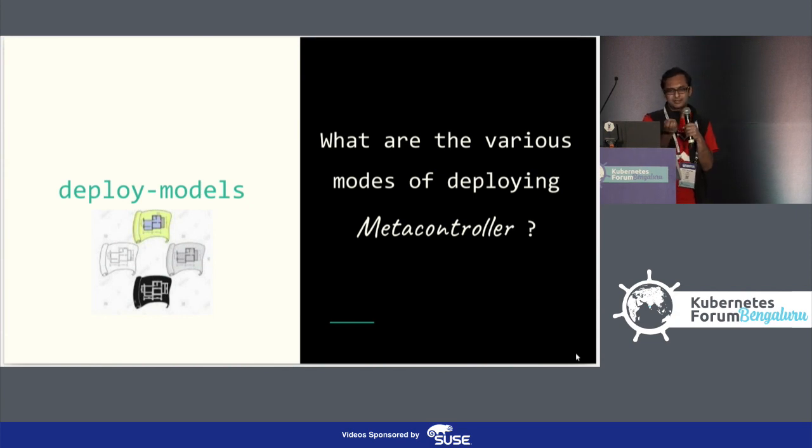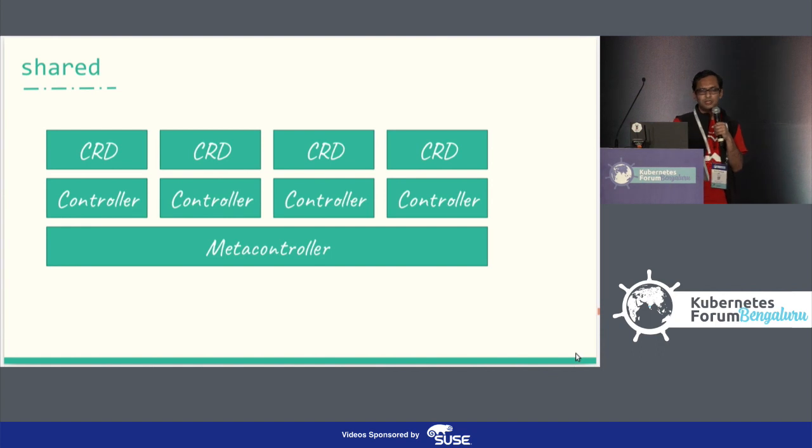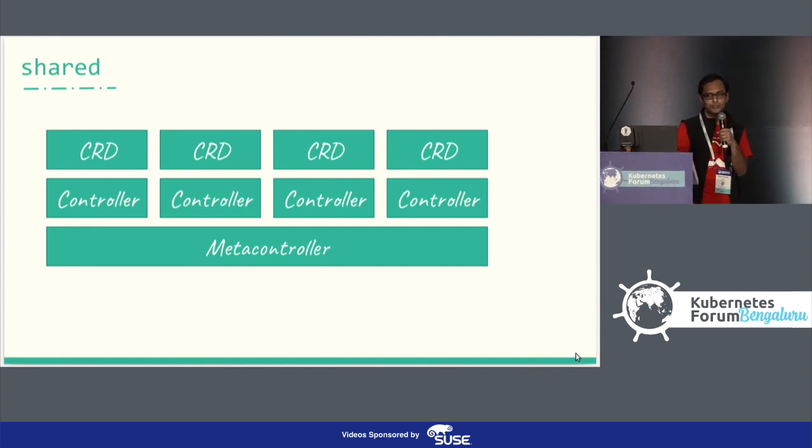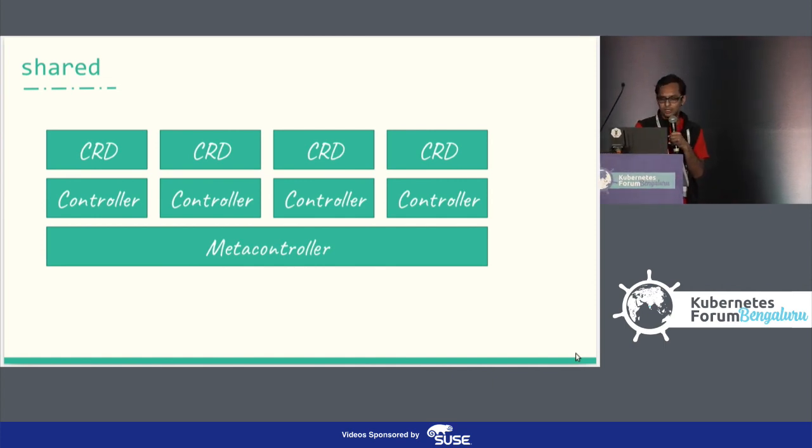But then let us look a bit into the deployment models of MetaController. One of the models we can use is a shared model, where MetaController runs as a single pod, and we can have multiple other pods, each of which has a controller. These pods will be talking to the MetaController, and each of them can observe or watch their custom resources. This is just one model.